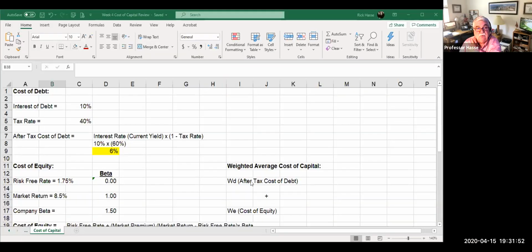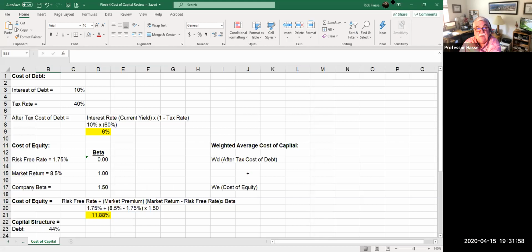This is a good file that I will be posting after our class tonight. This is my lecture on Chapter 9, this file right here. It's called Week 4 Cost of Capital Review. This is the definitions that you need to be familiar with that are talked about in Chapter 9. Okay, we're going to go through this.